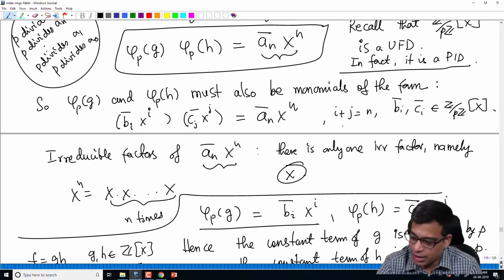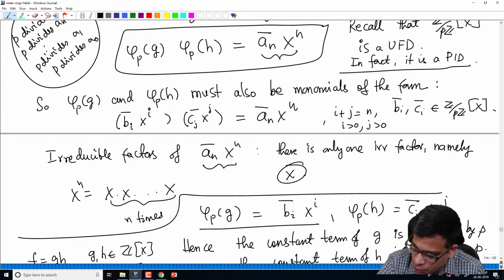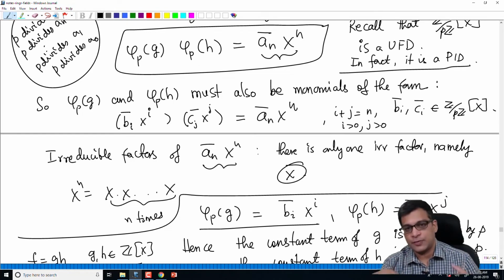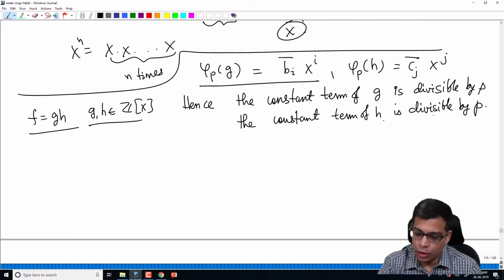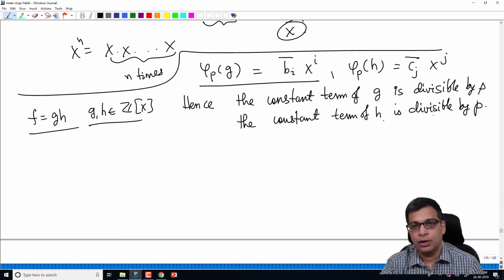And also I should say i is positive, j is positive, because this is a factorization that comes from the rational polynomials. So you have two polynomials with positive degree. So when you go modulo p, the constant term goes away because only the x power i term survives. So the constant term of g goes away. That means it becomes 0 in Z mod pZ. That means it is divisible by p in Z. Similarly, the constant term of h becomes 0 in Z mod pZ. That means it is divisible by p in Z.